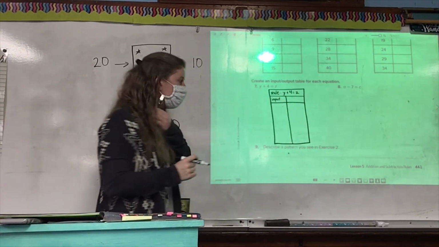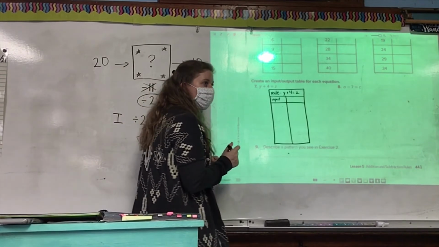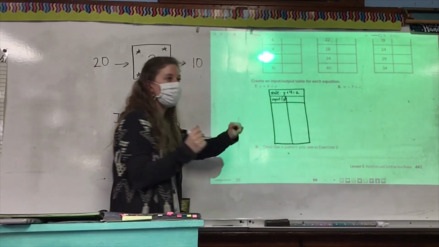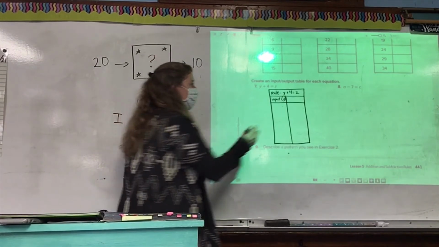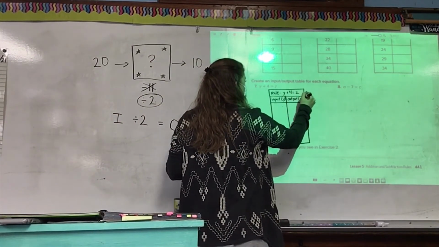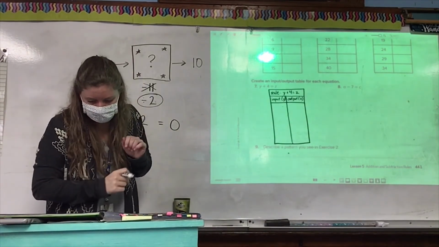And Aaron, what variable are we using for input? Y. Y, because that's our first variable. Remember, our first variable is input, our last variable is output. Which means our output variable is what, Aaron? Z. So there we go. Now we have the first one.